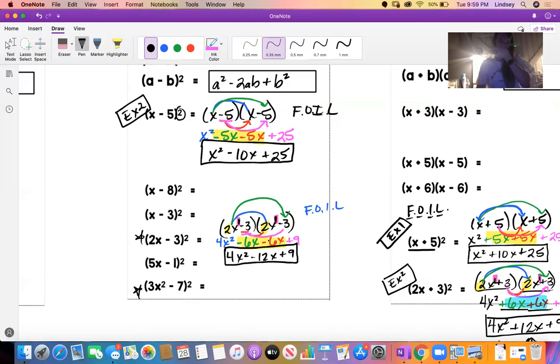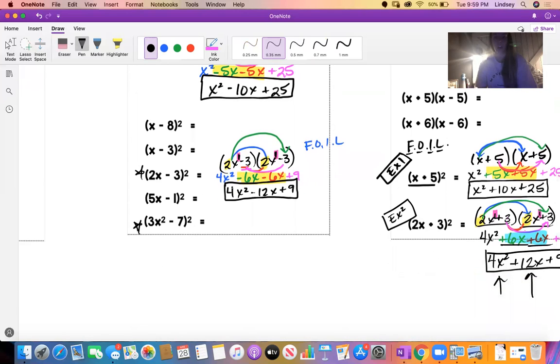Okay. And the last one that I have is this one right here, because it just looks slightly different, but we just have to remember all of our rules. Okay, so we have 3x squared minus 7 squared. So that squared just tells us we're going to do 3x squared minus 7 times 3x squared minus 7. Okay, I have 2 polynomials multiplied by each other, so I need to remember to FOIL.